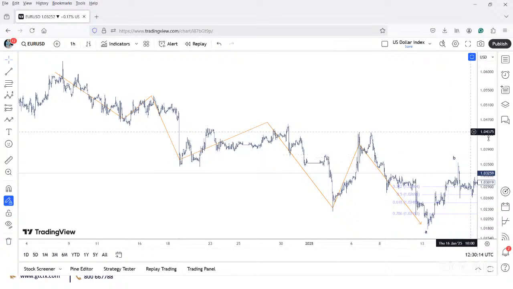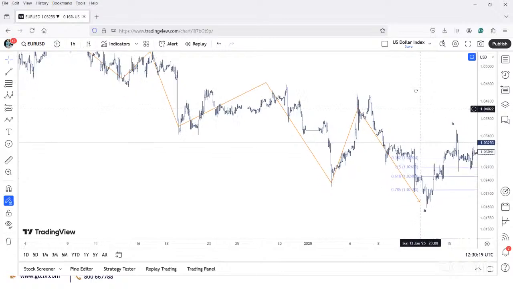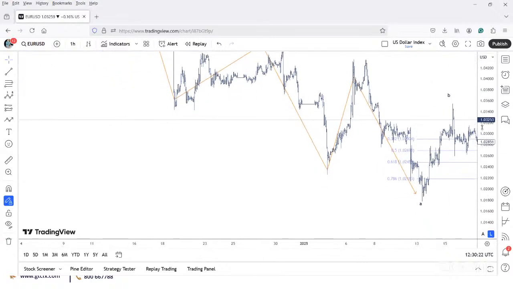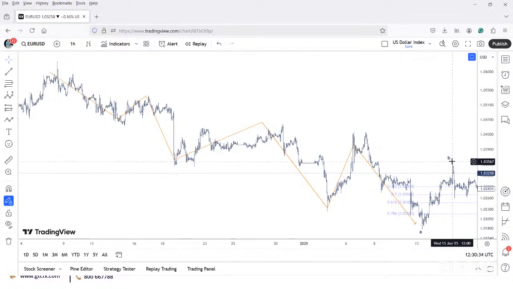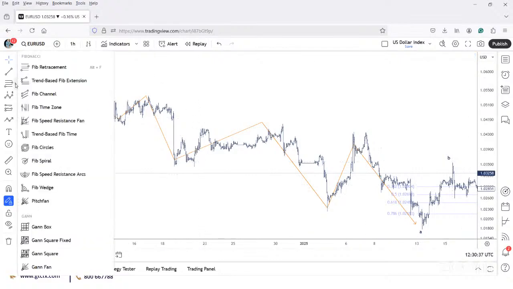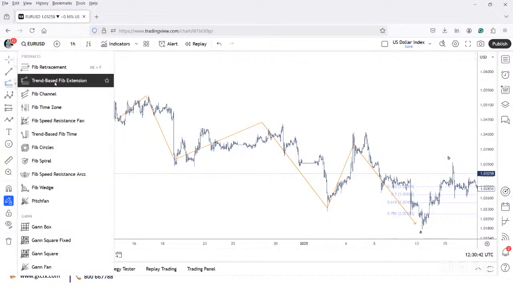Now on the right-hand side, let me see if I can enlarge it a bit. That is your AB boundary, and here's your projection of C. Once you project your C, you should be able to project your D as well. Right now the market is here, and let's project the D as well. For D, you need to take the trend-based Fibonacci extension. You need to take the trend-based Fibonacci extension.